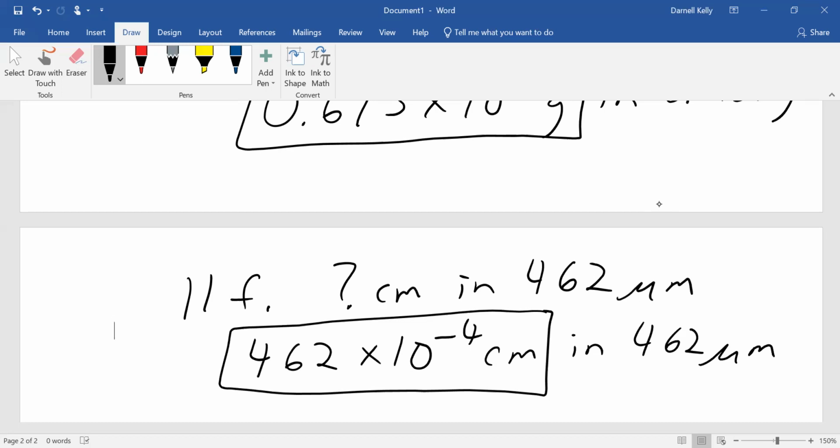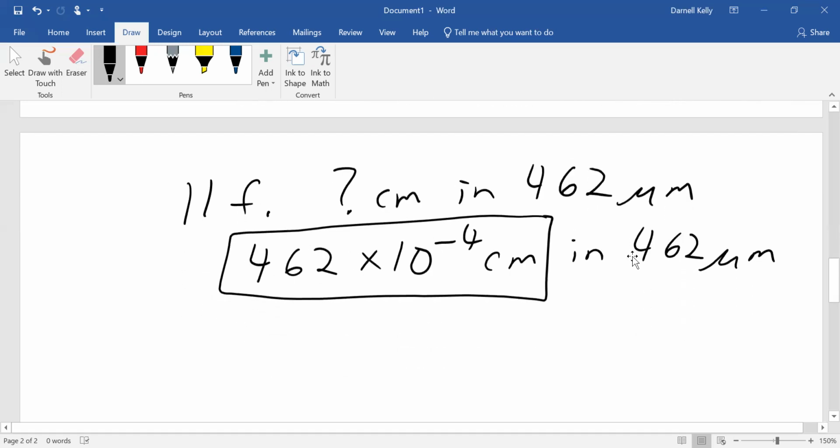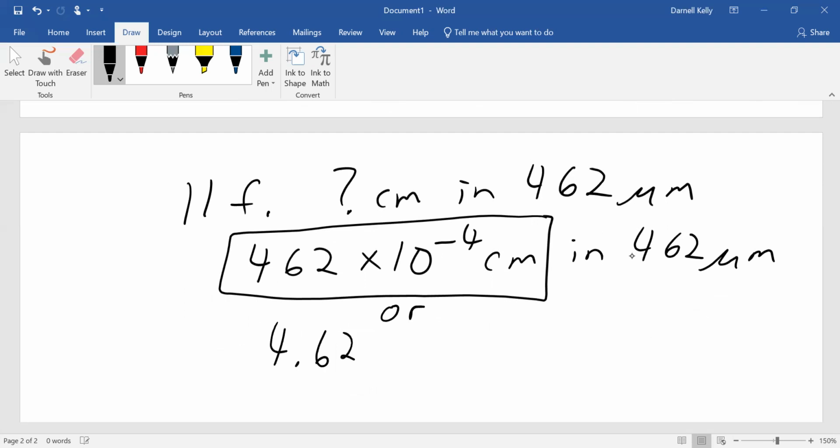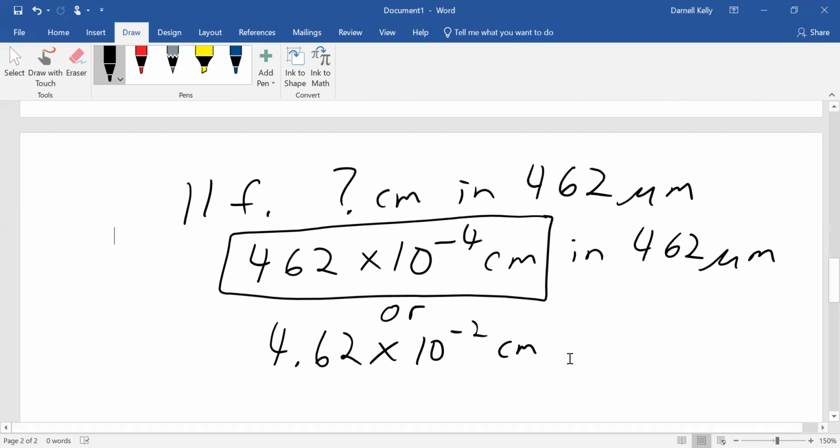And of course, we can also say 4.62 times 10 to the minus second centimeters if you want to do the typical scientific notation. So 4.62 times 10 to the minus second centimeters is the same as saying 462 times 10 to the minus 4 centimeters. There's that. Pause for any questions. All right.